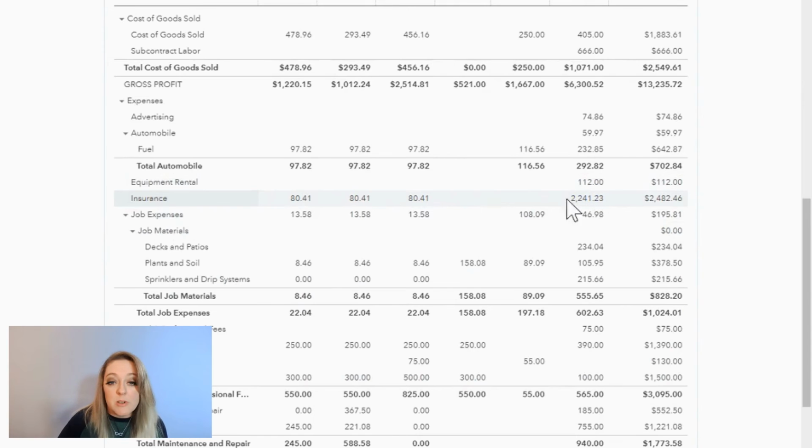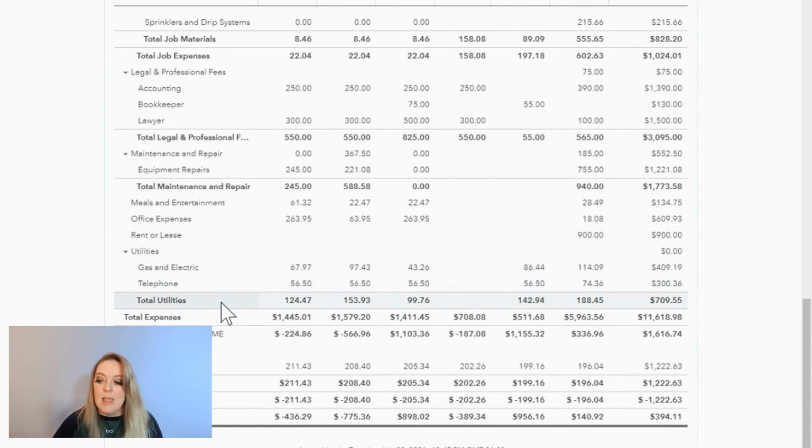Were they maybe catching up for some months? Did they have an annual payment that came out in June that we need to pay attention to? Those are things that we look at. We look at these trends, and it can give us some information about what's going on in the business as a whole. One thing I really like to look at is their interest expense.